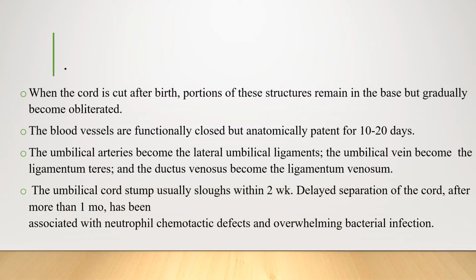The umbilical cord stump usually sloughs within 2 weeks, and delayed separation of the cord, often more than 1 month, has been associated with a primary immunodeficiency called neutrophil chemotactic defects, and they might be associated with overwhelming bacterial infection.